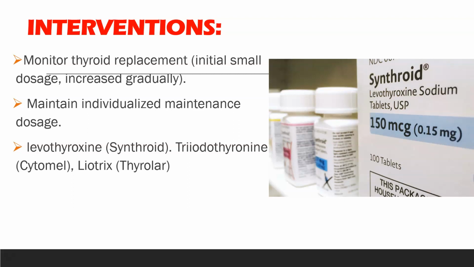So we have these thyroid hormones, supplementary hormones, if I should say, your levothyroxine or your Synthroid. You also have your triiodothyronine, and then you have your Liotrix. So if you cannot remember your generic names, you can remember your brand name. So you have your Synthroid, your Cytomel, and your Thyrolar. So these are your thyroid replacement hormone medications. Give what is missing. That's the basic intervention that we can provide to our patient.